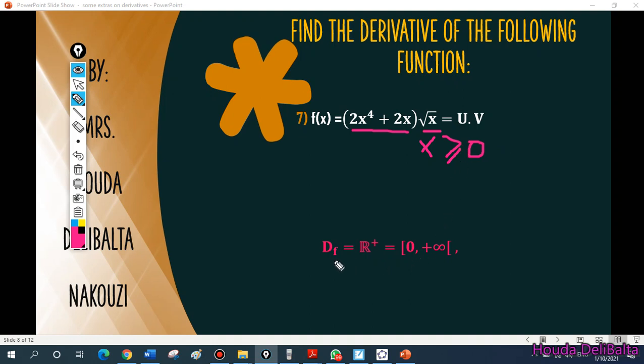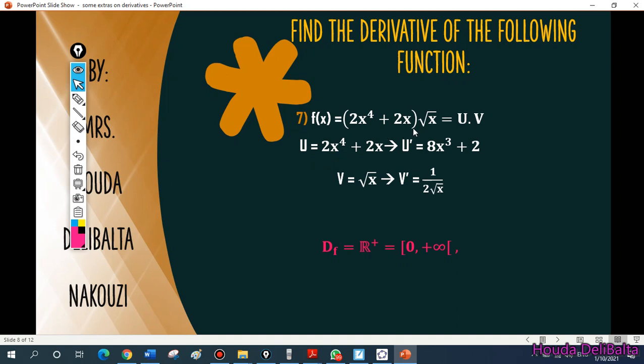So the domain of definition of f is R plus, written as an interval closed at 0 and going to plus infinity. Now let's start finding the derivative of f. U is considered to be 2x to the power 4 plus 2x, then we directly find u prime, which is 8x cubed plus 2.